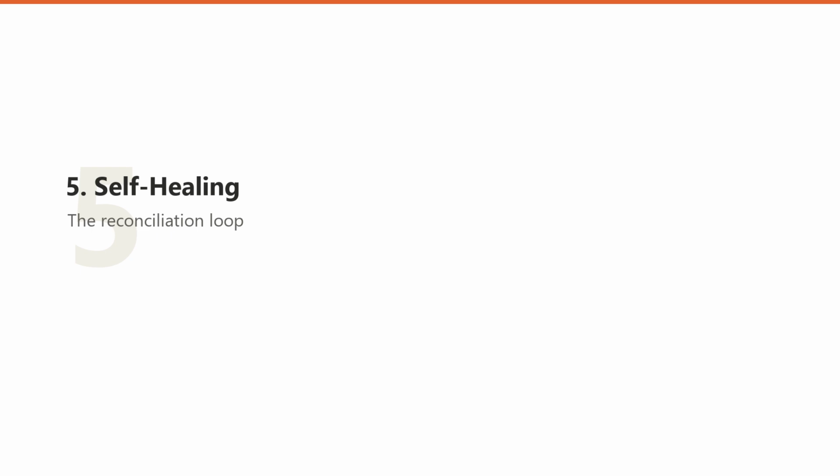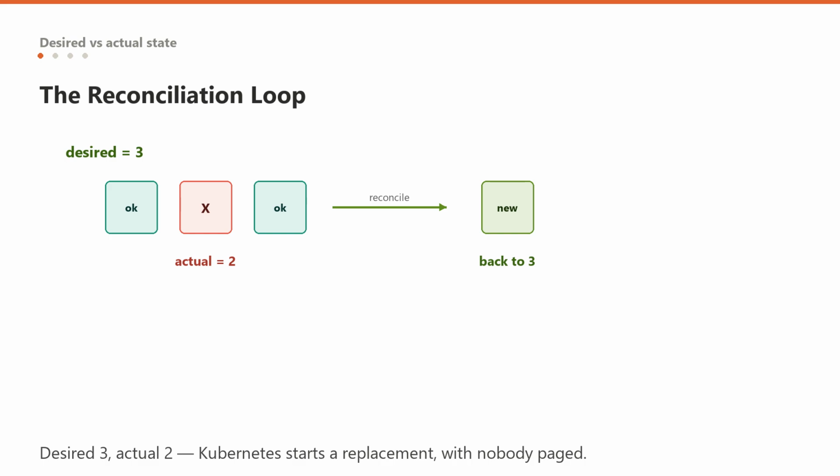Concept 5. Self-healing, the idea at the very heart of Kubernetes. Here's the idea at the very heart of Kubernetes, the reconciliation loop. Kubernetes constantly compares two things: the desired state, what you declared, and the actual state, what's really running. Whenever they differ, it takes action to close the gap.